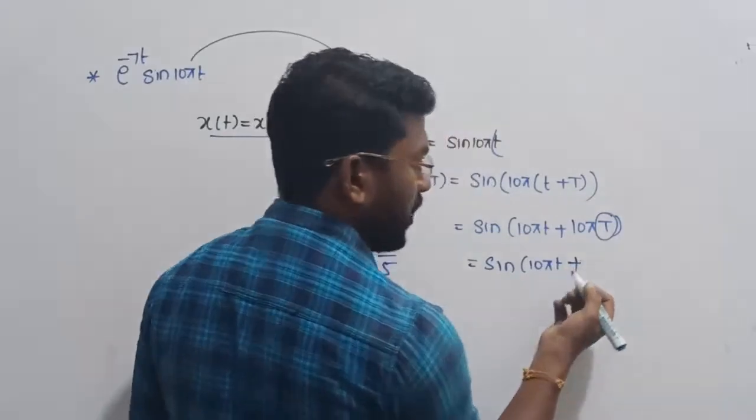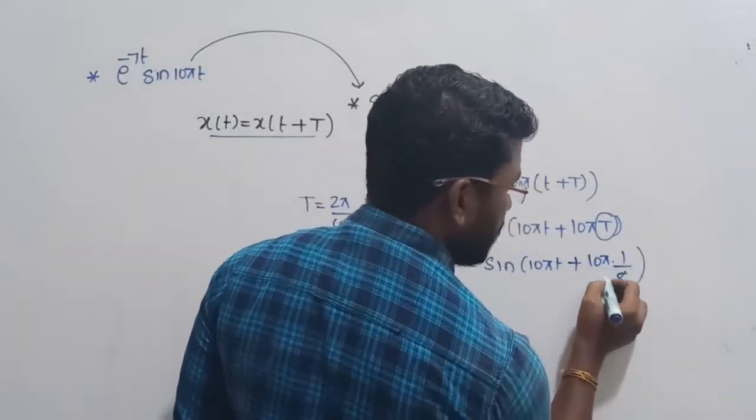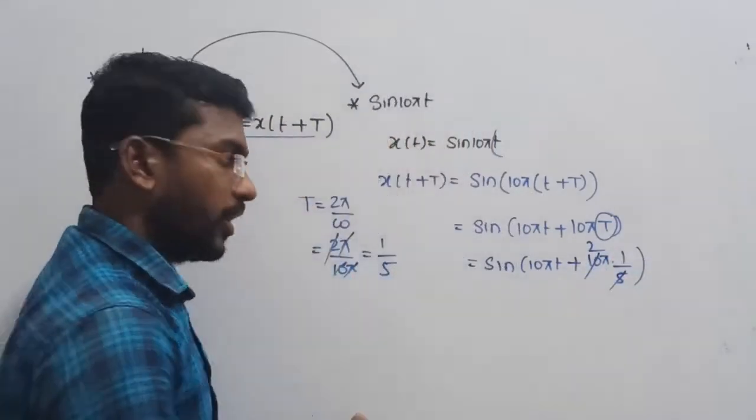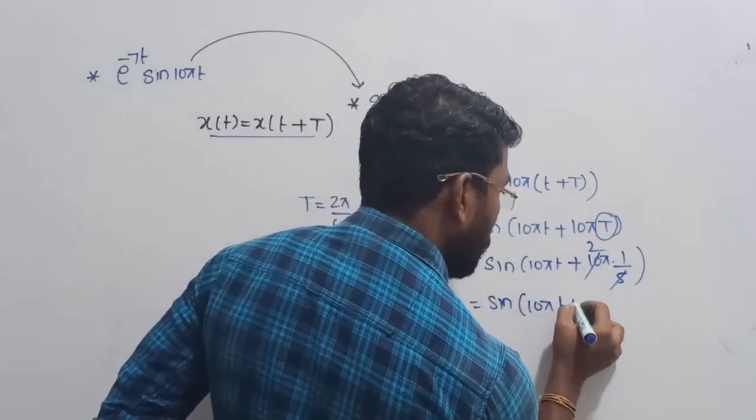Now if you substitute this, what will you get? 10 pi into 1 by 5, so the 5 gets cancelled and I am getting 2 pi. See that I got the function, so that is sin of 10 pi t plus 2 pi.